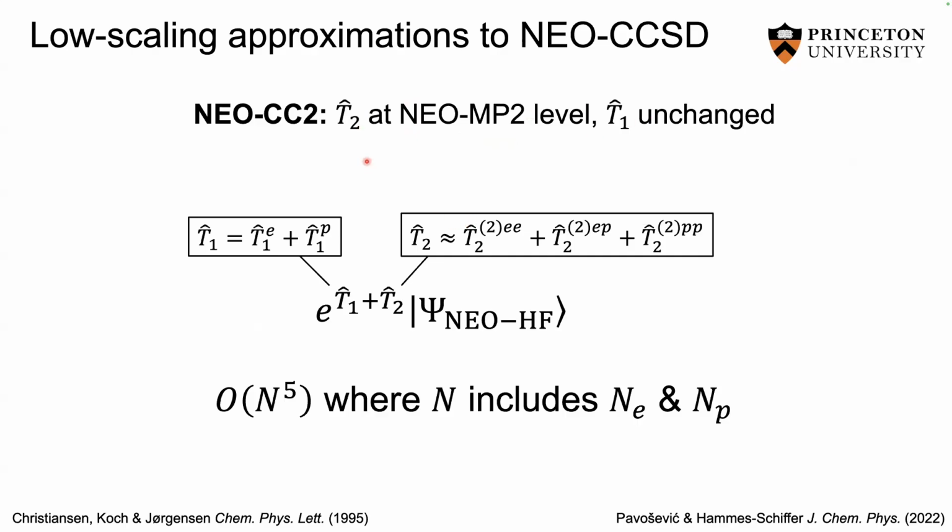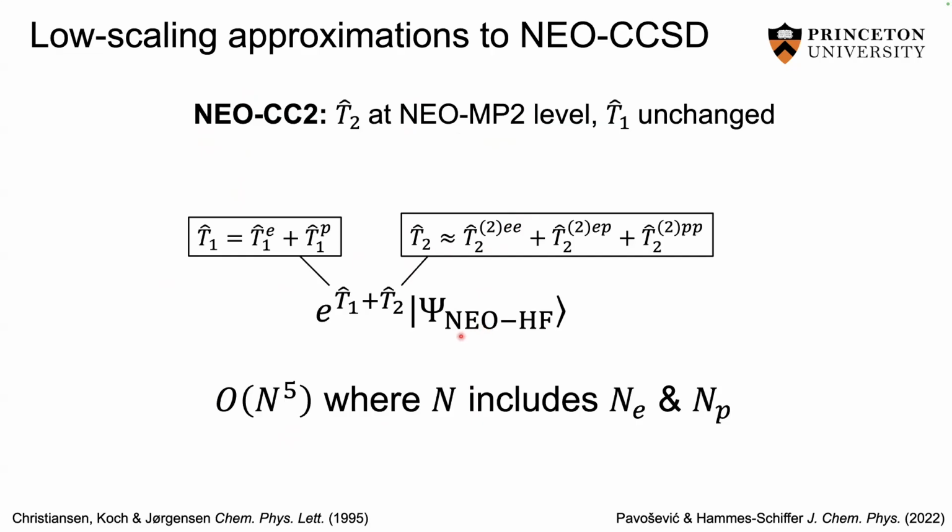And so the first version is NEO-CC2, so second order coupled cluster theory, where you treat the T1 amplitudes exactly the same as you would in NEO-CCSD, but the T2 amplitudes now are truncated at the second order perturbation theory level. And so because these are the limiting factor in computational scaling, this yields an order n to the 5 method. So the same as MP2.